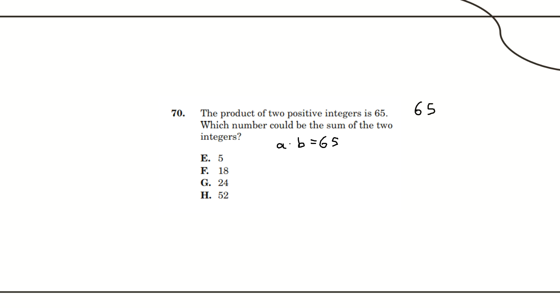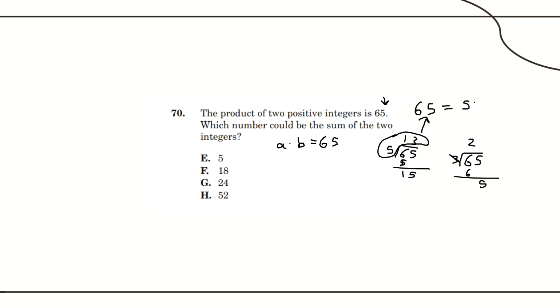So 65, let's check if it's divisible by 2. Okay, it doesn't end in a 0, 2, 4, 6, or 8, so it's not divisible by 2. How about 3? 65 divided by 3. That would be 2, 6, 5, and 3 doesn't go into 5. So 3 is not a factor of 65. Now it ends in a 5, so it must have a factor of 5. 65 divided by 5 would give us 13. Okay, so we know that 5 and 13 are the factors of 65.